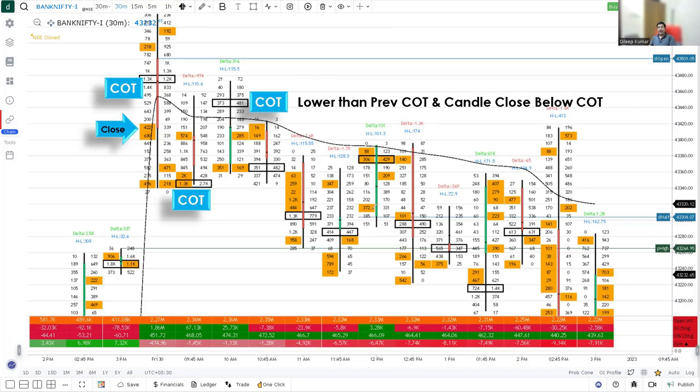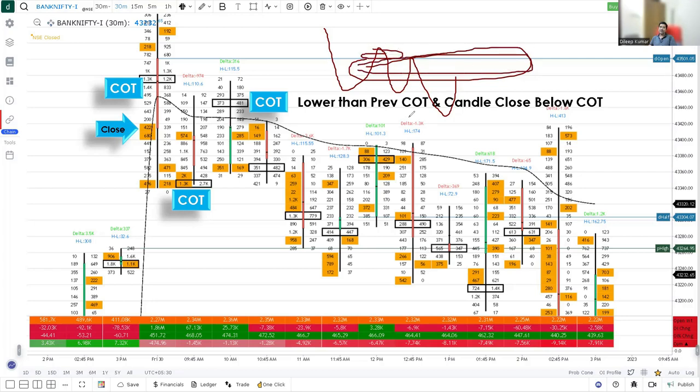On 5 minutes, if you use this COT and all, there will be a lot of noise. If you go onto higher time frames, let's say 15 minutes or 30 minutes, you will get much better clarity than you are getting on 5 minutes. So on 5 minutes, you have to look at the bigger context, let's say whether it is making higher highs or higher lows, where the total volumes are committed, not only just the 5 minutes COT. You have to look at the major COT levels.